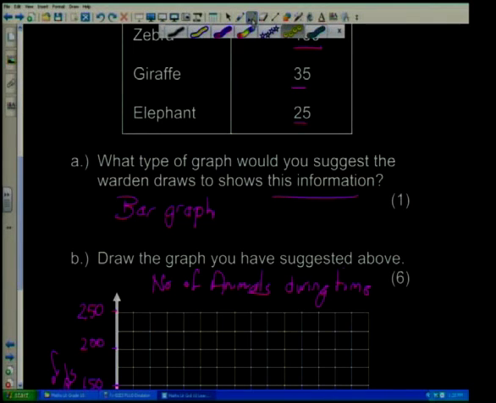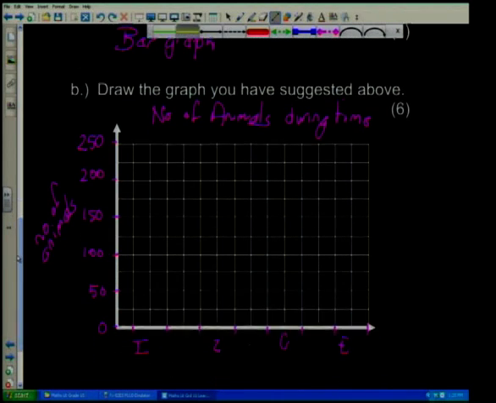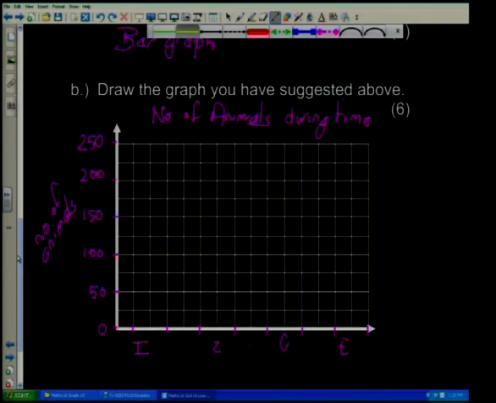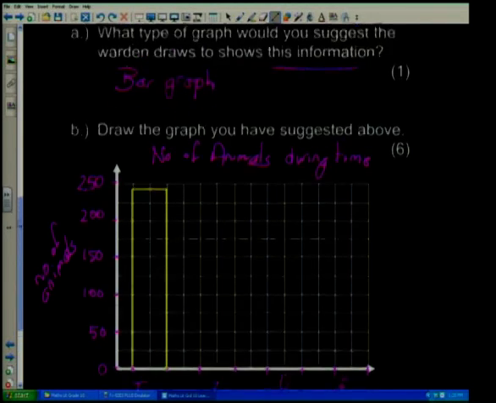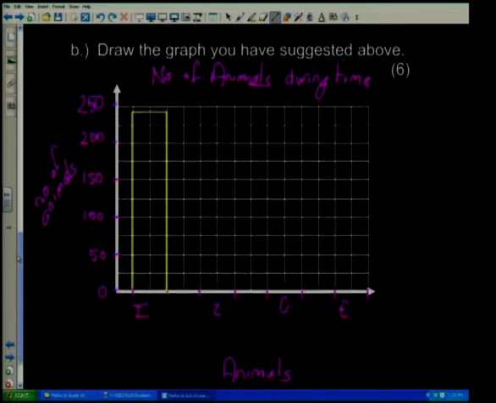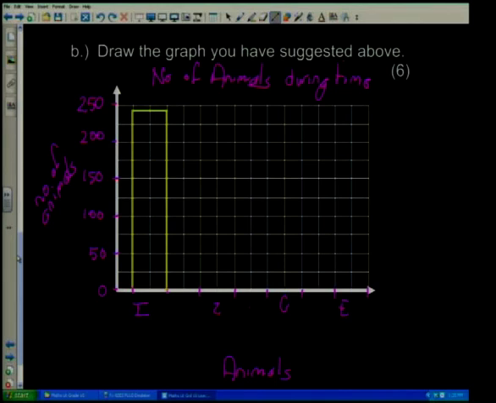So what we need to do is we're going to use our straight line. Right, we're going to start by finding 240. So if that's 200 and that's 250, 240 is about there. And then I'm going to draw the lines going down. And finally, you can color it in, make it look pretty. The next we're looking for zebra. Zebra is 150. So again, I'm going to find the 150.